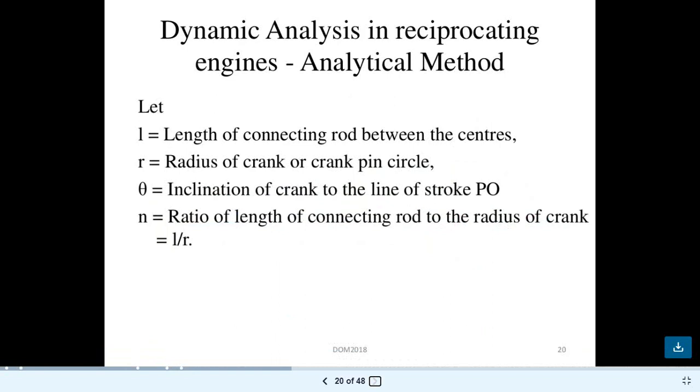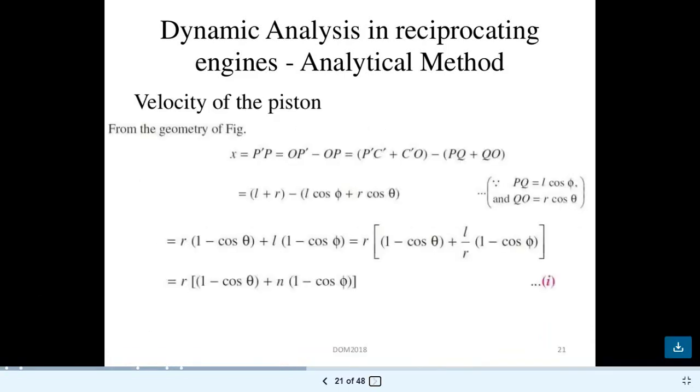The length of the crank is L, the radius of the crank is R, and theta is the inclination of the crank to the line of stroke in the horizontal direction. N is the ratio of the length of the connecting rod to the radius of the crank; the L by R ratio is called N. So we need to find out the displacement initially.